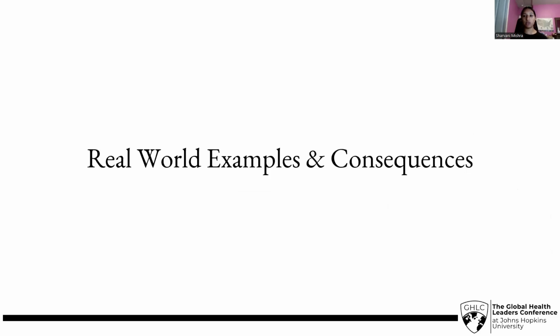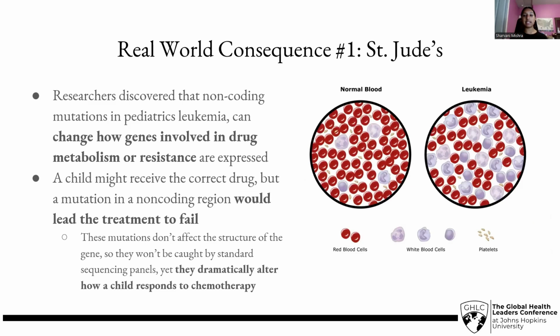Let me give you two real-world examples. At St. Jude's, researchers discovered that non-coding mutations in pediatric leukemia, especially in regulatory regions like enhancers, can change how genes involved in drug metabolism or resistance are expressed.